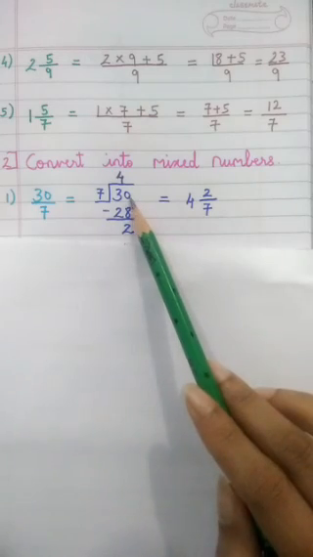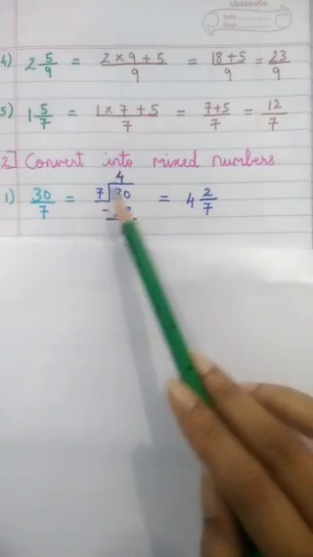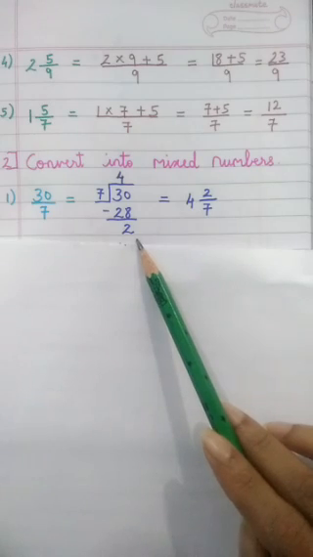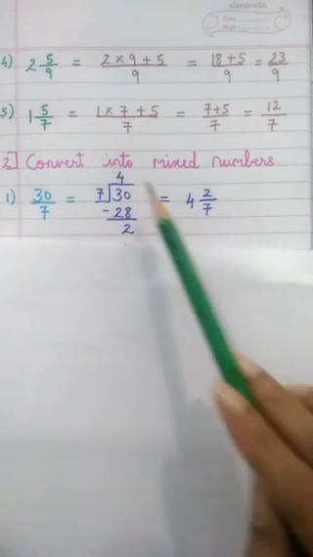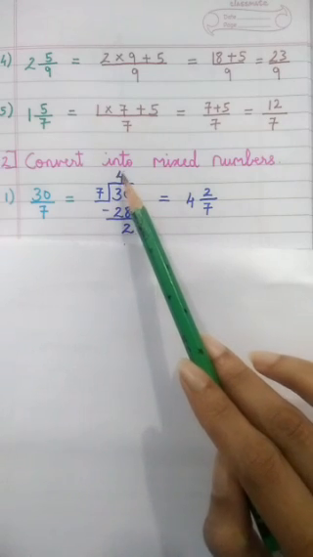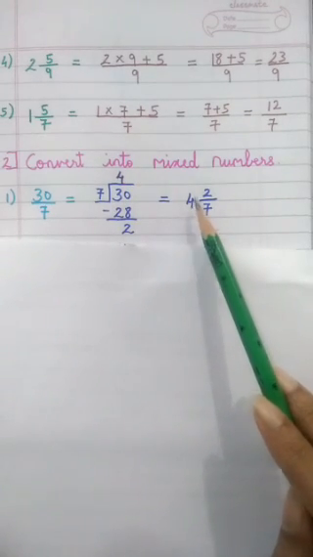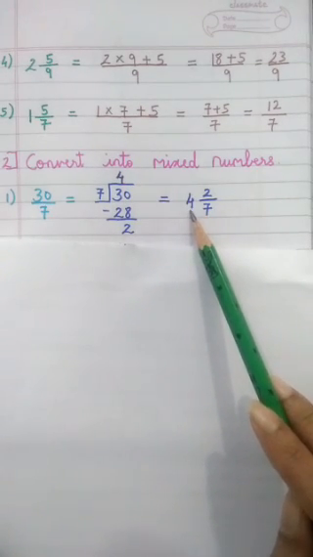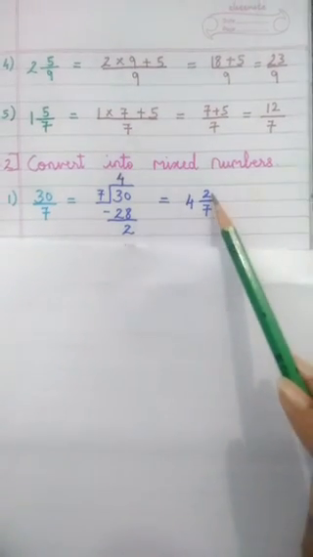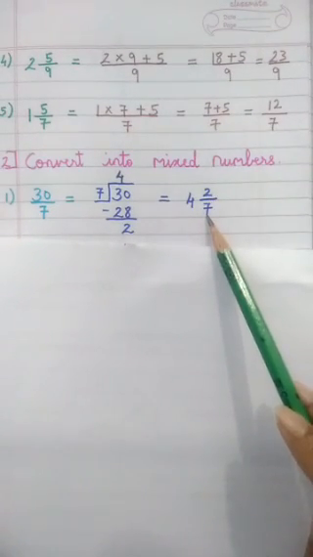30 divided by 7, carry out the usual division. 7 4s are 28, remainder 2. Now the quotient we will write first. So top comes first. Remember, top portion comes first. The quotient 4 you will write in the middle like this, and then you will take the remainder on top. 2 comes here upon 7.